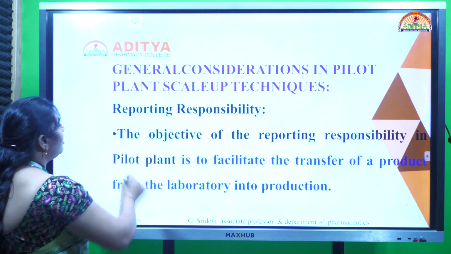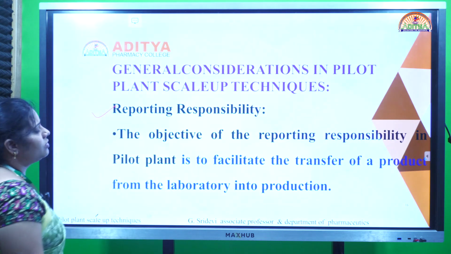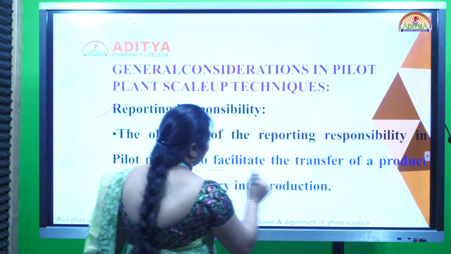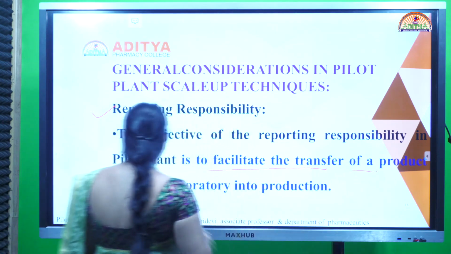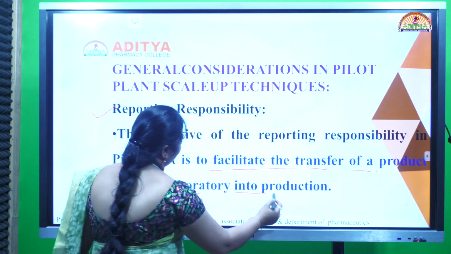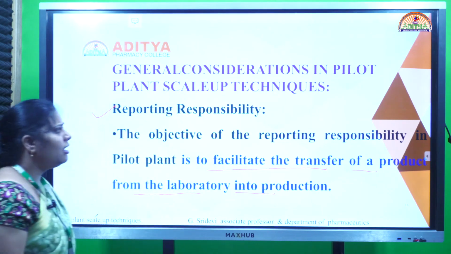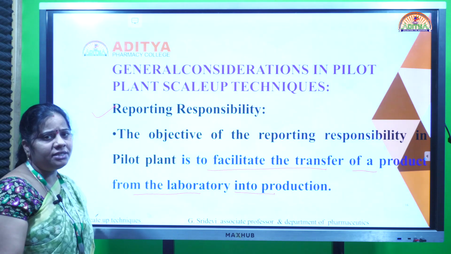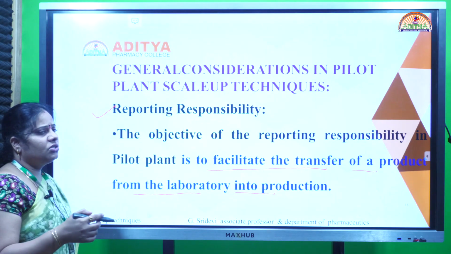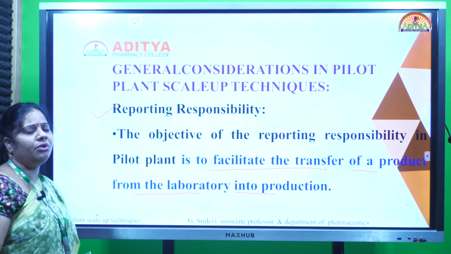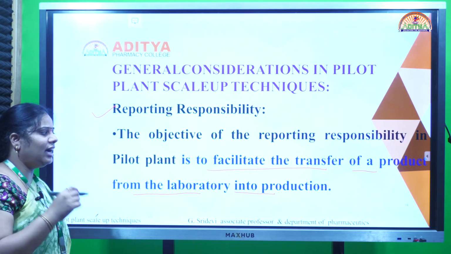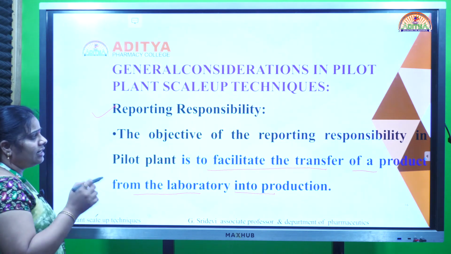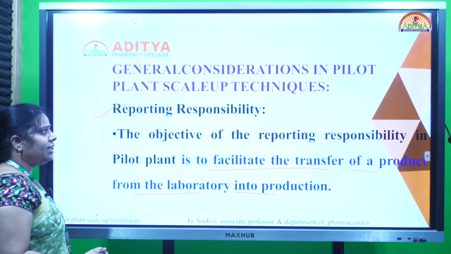So first one is the reporting responsibility. Here the main objective of this reporting responsibility is to facilitate the transfer of your product from the laboratory into the production, what we discussed previously. Reporting responsibility means how the particular persons working in the different areas have to give clear information to develop a small scale batch into large scale production. That is nothing but the reporting responsibility. That is the main objective of the reporting responsibility.